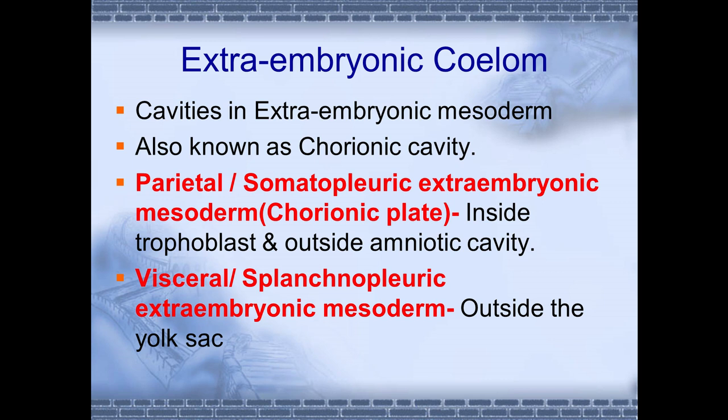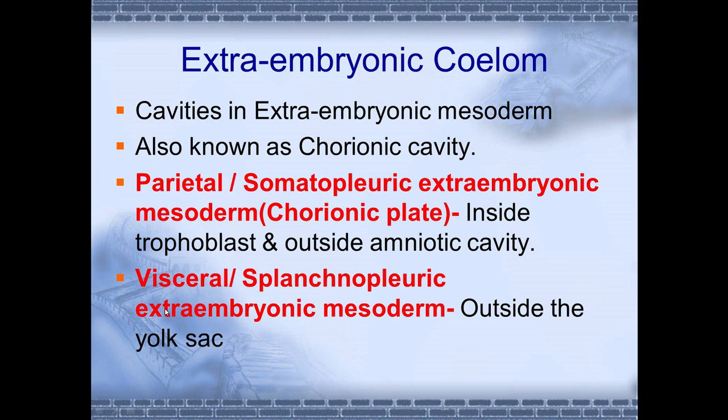Then after the formation of this mesoderm, there is the formation of the extraembryonic coelom. This is the cavity. The cavity in the extraembryonic coelom is known as the chorionic cavity or the extraembryonic coelom itself. Now after the formation of this cavity, there are two layers. One is the parietal, another is the visceral. Parietal is also known as somatopleuric extraembryonic mesoderm or the chorionic plate, and visceral is also known as splanchnopleuric extraembryonic mesoderm, which is outside the yolk sac.